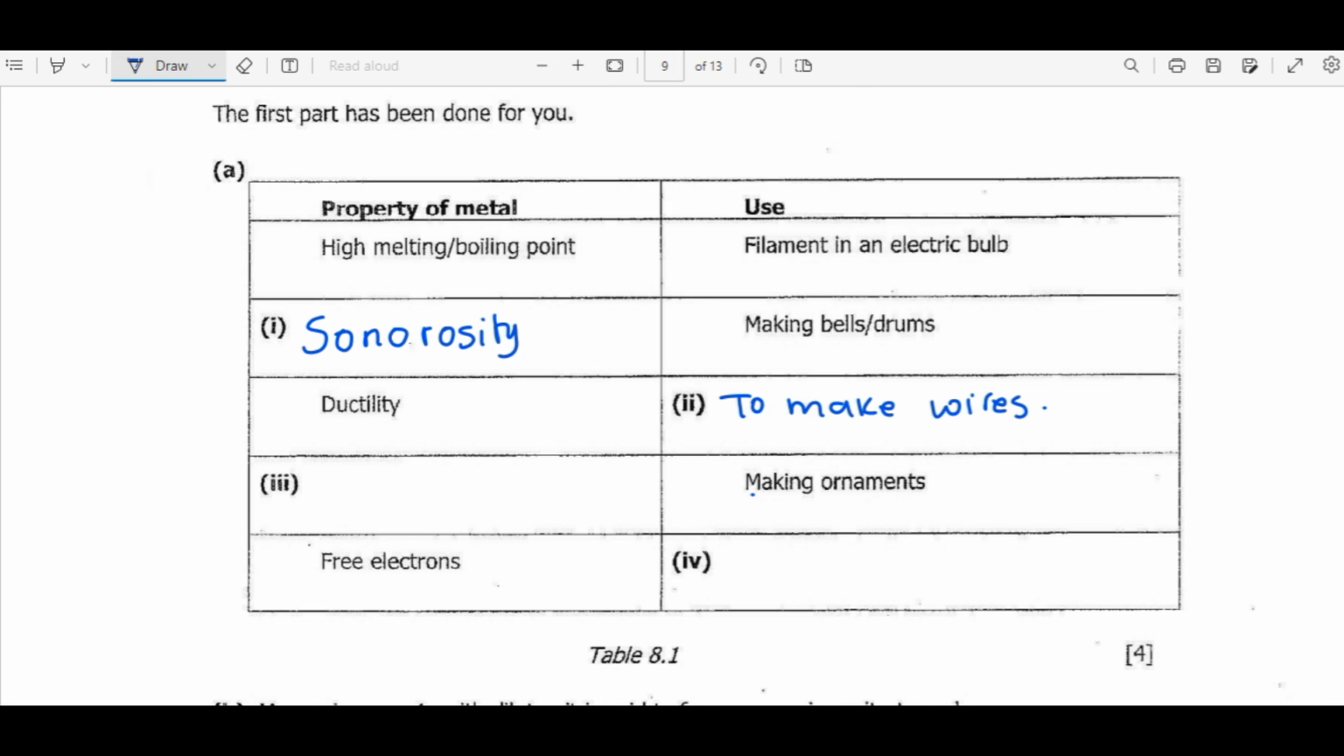Then making ornaments, we can just say shiny, metals are shiny. Free electrons to make electric cables.